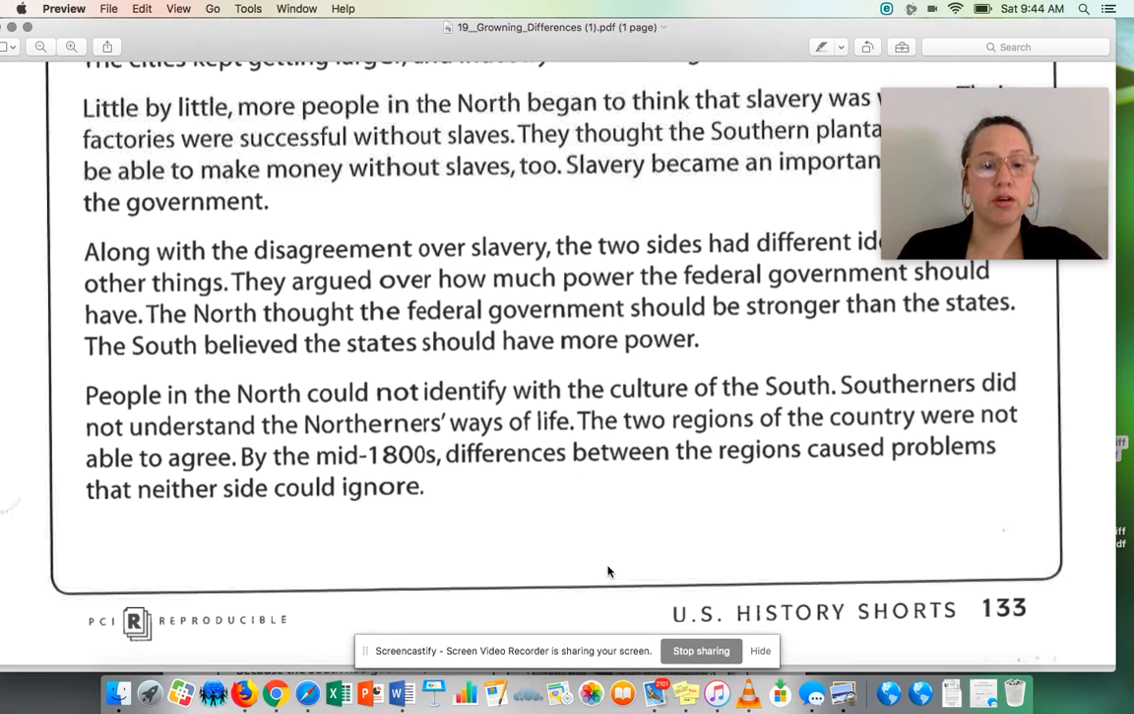People in the North could not identify with the culture of the South. Southerners did not understand the Northerners' way of life. The two regions of the country were not able to agree. By the mid-1800s, differences between the regions caused problems that neither side could ignore.